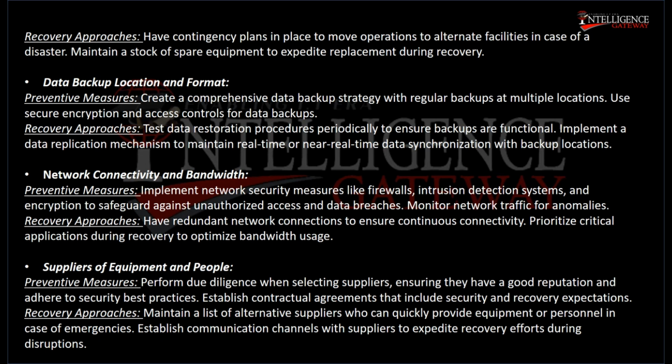Suppliers of equipment and people. Preventive measures: perform due diligence when selecting suppliers, ensuring they have a good reputation and adhere to security best practices. Establish contractual agreements that include security and recovery expectations. Recovery approaches: maintain a list of alternative suppliers who can quickly provide equipment or personnel in case of emergencies. Establish communication channels with suppliers to expedite recovery efforts during disruptions.